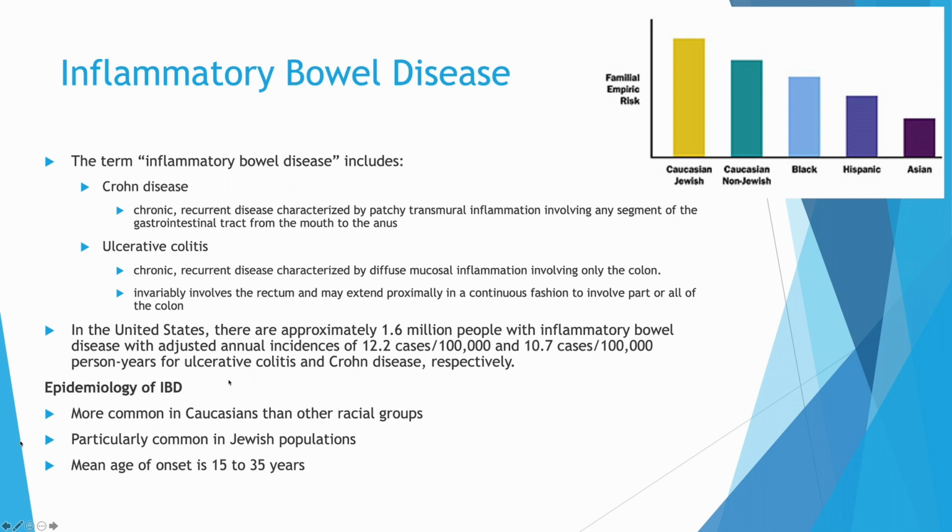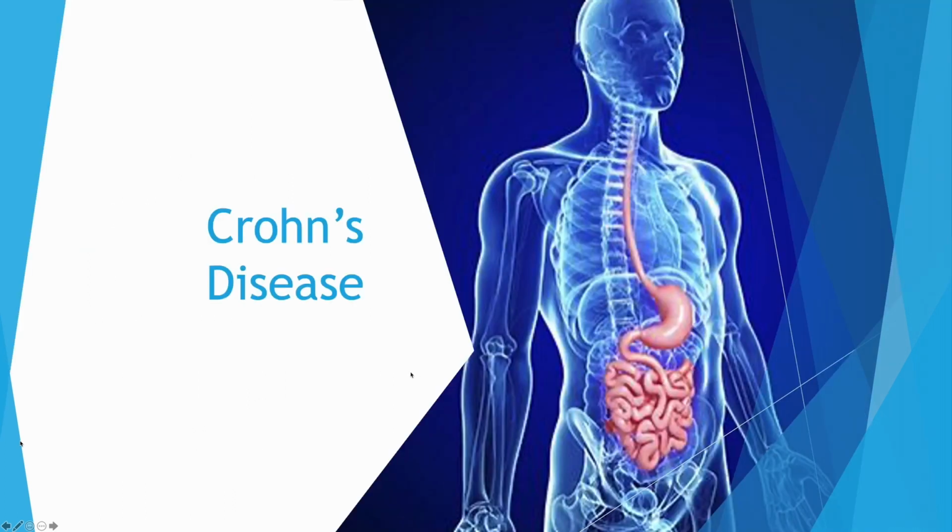It's more common in Caucasians, and we tend to see it kind of in the 15 to 35 age range. I tend to see it more in the 20s to 30s, but this is kind of a more conservative view of that. So we're going to jump right in. We're going to talk about Crohn's disease first.